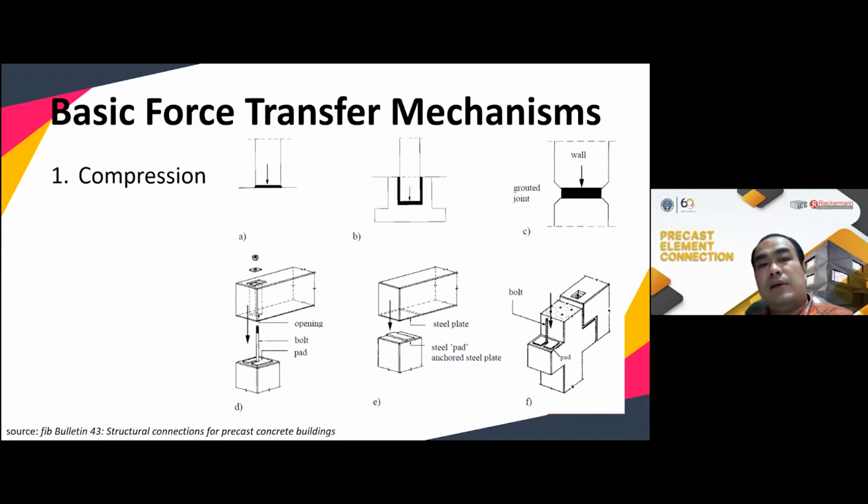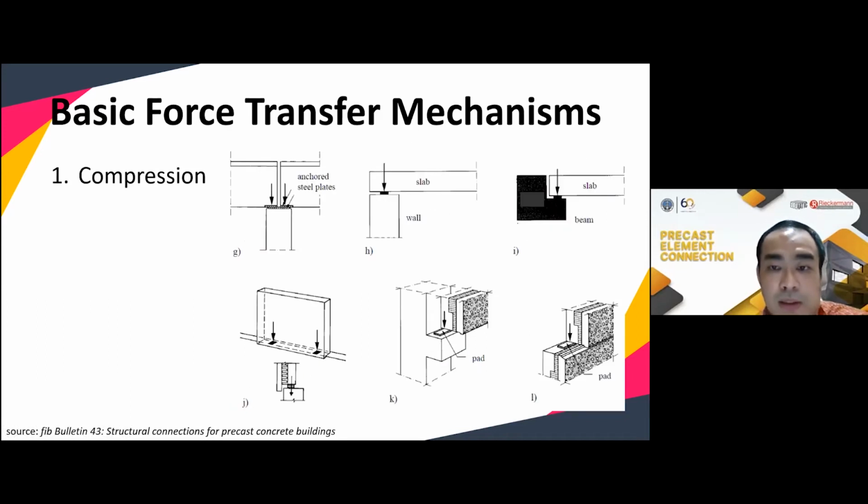And then from the basic design criteria, I move to the basic force transfer mechanisms. The first one is compression. These are several examples of connections where the transfer mechanism is compression. I will not explain them one by one in detail because we don't have time for that. Here, most likely the forces are transferred as compressive force. We can use maybe strut-and-tie or any other theory to calculate the forces.